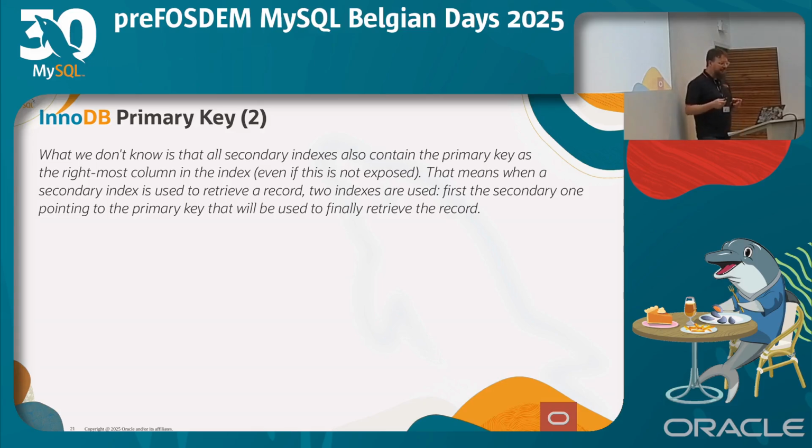Something maybe we don't know yet is that all the secondary indexes will also contain the primary key, as the rightmost column in the index, and you don't see it. It's not exposed to the user, right? So this indexes the primary key. Unless you index the primary key, but the primary key is already indexed.